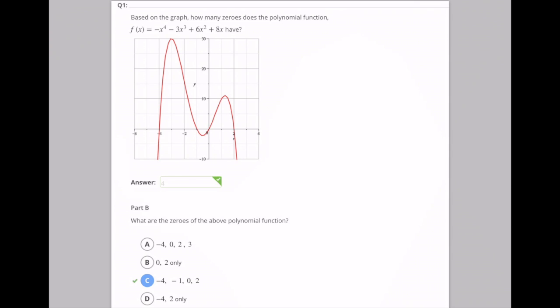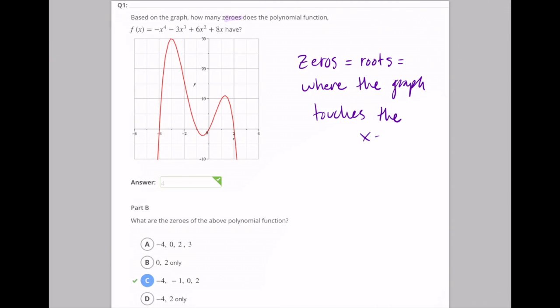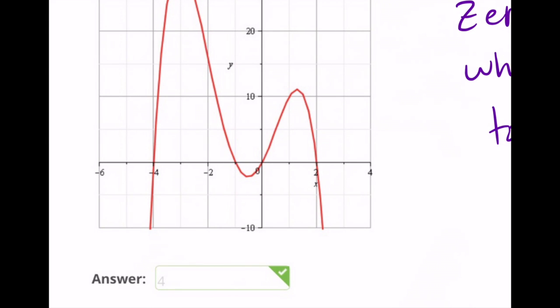So just by looking at this graph, I want to see where the graph crosses the x-axis, because that's what our zeros are here. If I have a zero, that's the same thing as roots. It's the same thing as where the graph touches the x-axis. So if we go ahead and take a look at the graph, this happens 4 different times. We have 4 different roots. So that's why my answer here is 4.